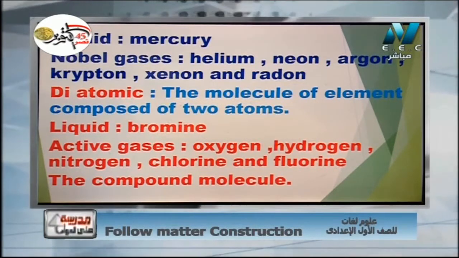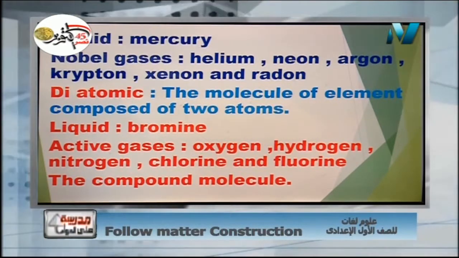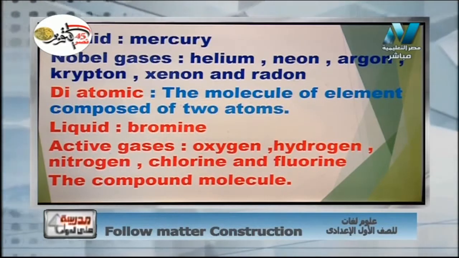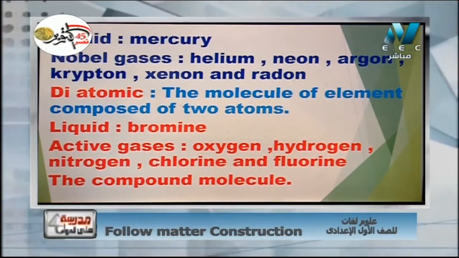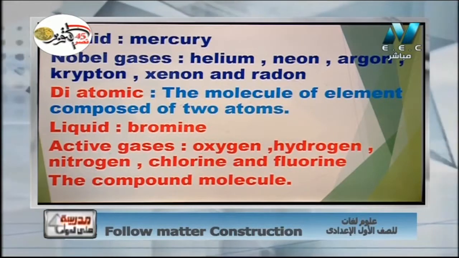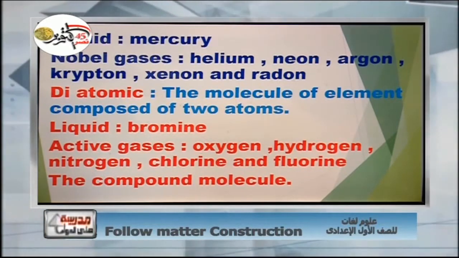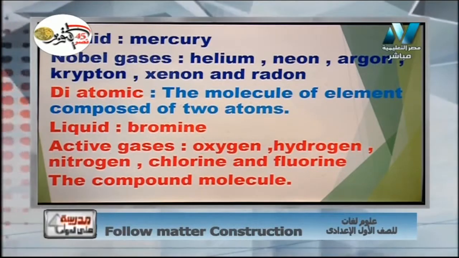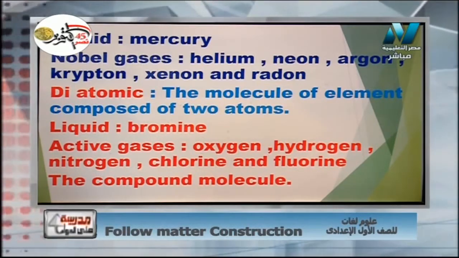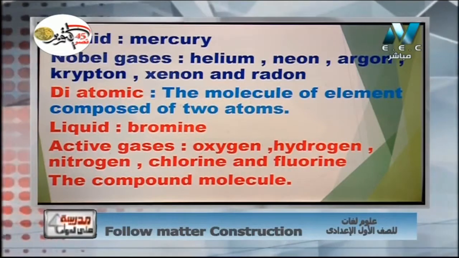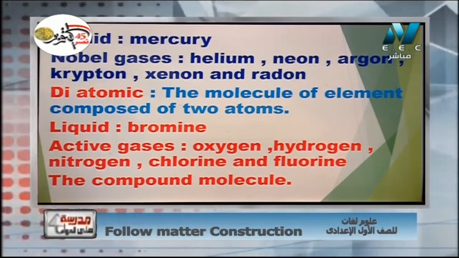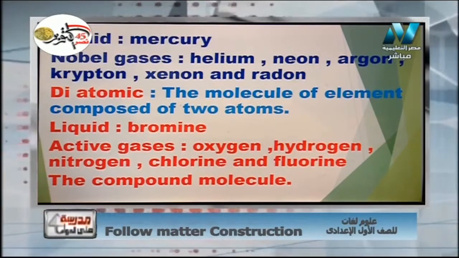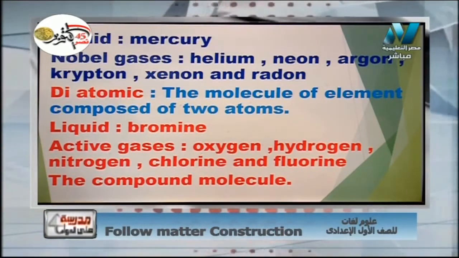The second example, active gases. We have noble gases and active gases. What is the difference between noble gases and active gases? In noble gases, the molecule consists of just one atom, while in active gases the molecule consists of what? Two atoms. Two similar atoms, sure. Active gases such as oxygen, hydrogen, nitrogen, chlorine and fluorine.